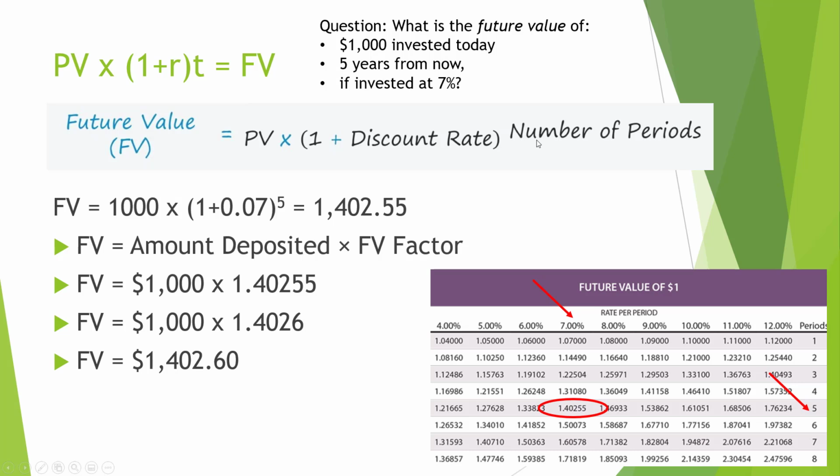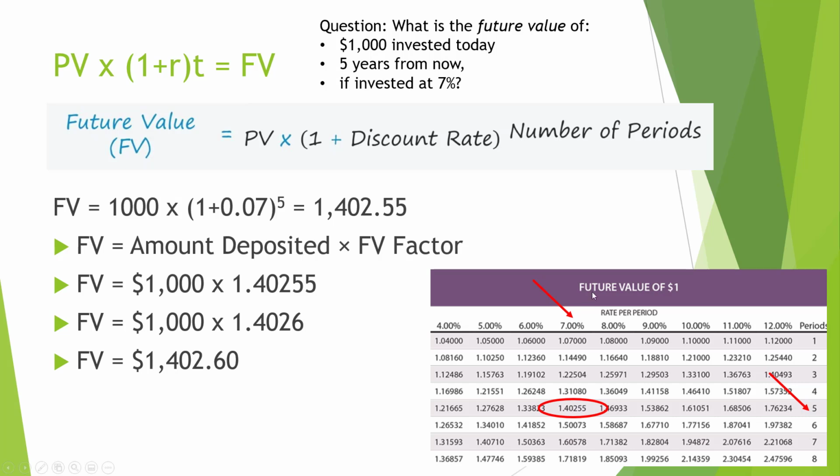So I'm changing the number of periods. It's 5 years into the future. So I'll do exponent 5. And when I plug all of this into my calculator, I get $1,402.55. In other words, if I invest $1,000 today and let it sit for 5 years at a discount rate of 7%, I will have earned a little over $400.